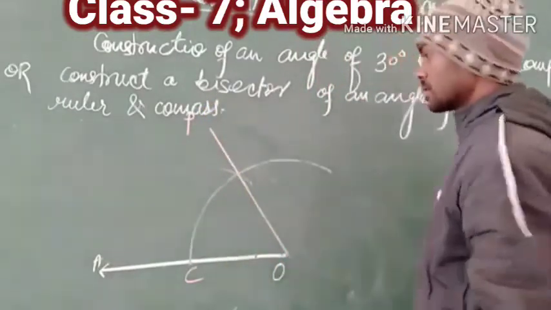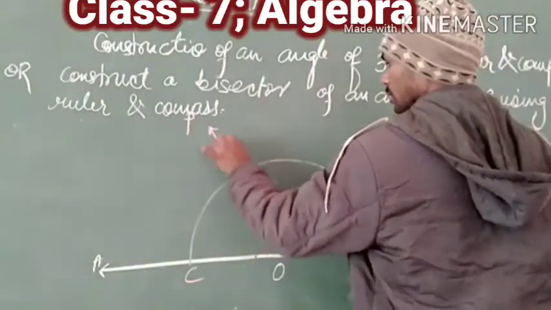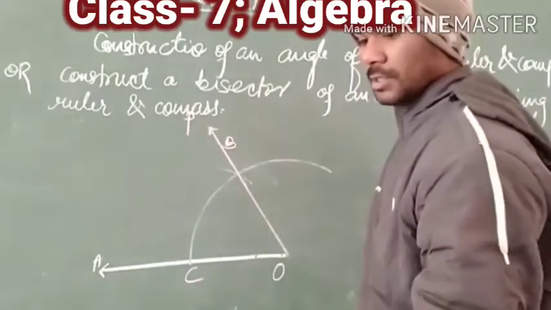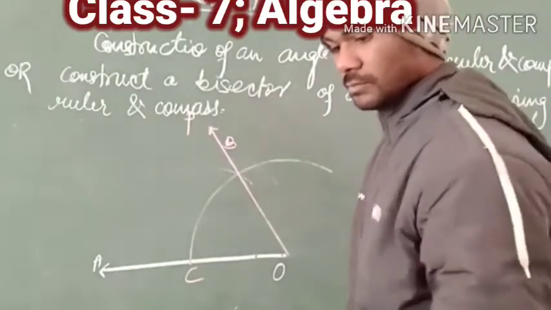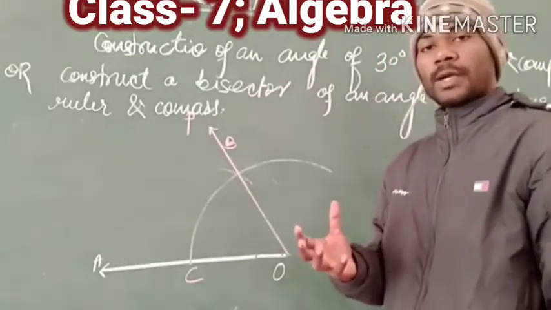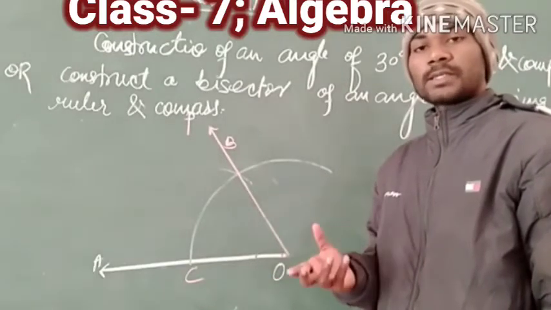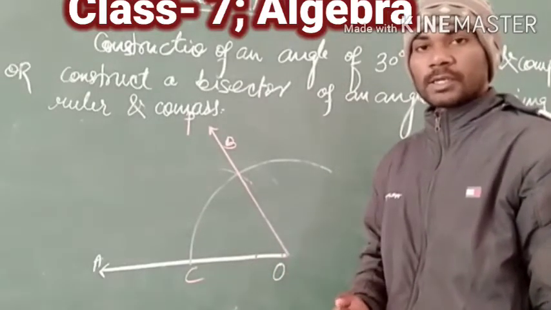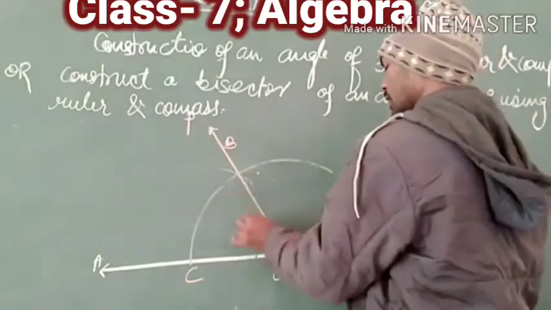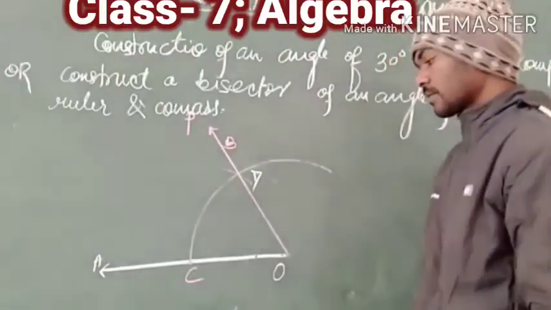This is the angle of 60 degrees. Okay, this is an angle of 60 degrees. Now, in order to find the angle of 30 degrees, or the bisector of the angle of 60 degrees, we can give the name D to this point, and just see here.